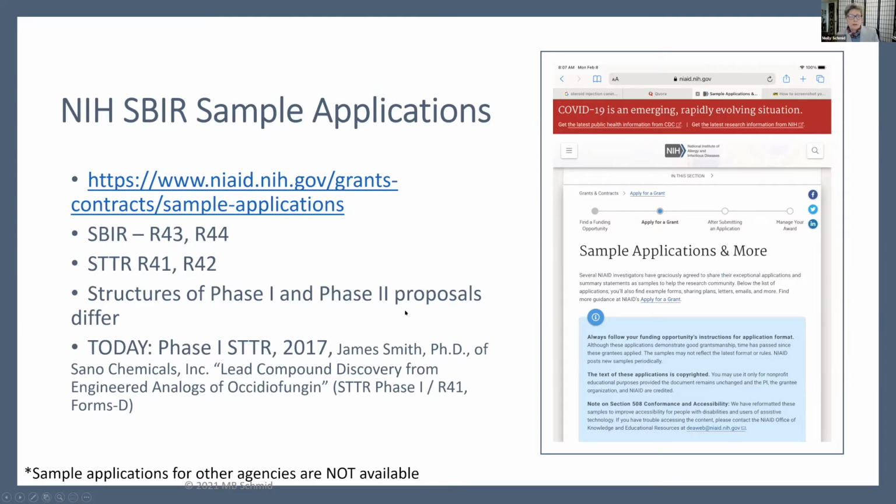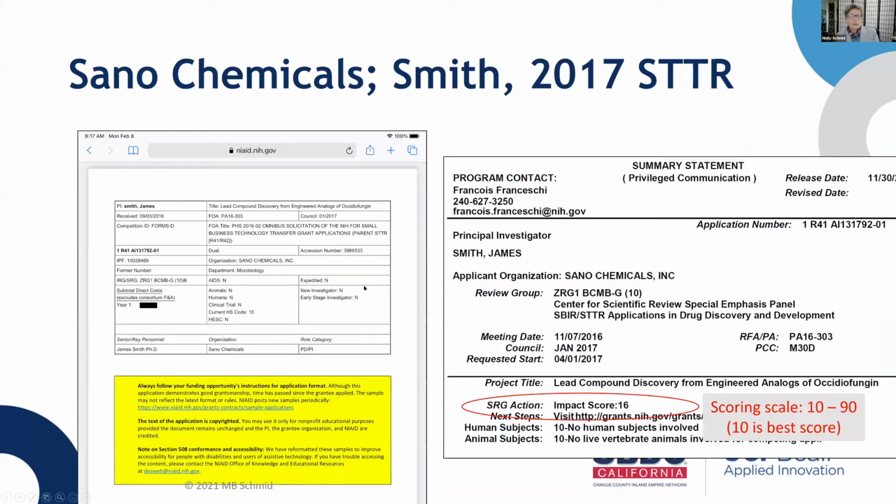So here we go. This is the front pages of the proposal itself on the left, and then of the summary statement, which is the reviewer's score sheet. And this got a score of 16, which, those of you who know the NIH system, the scoring scale is from 10 to 90, where 10 is the best score. So this got a very, very good score, clearly in the funding category, and that's what you aim to have.